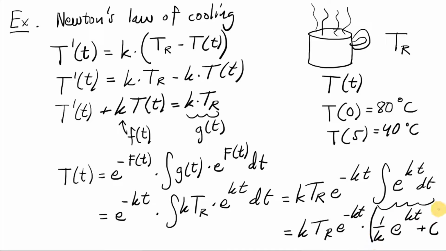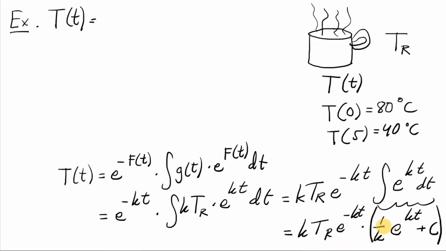And here we have to remember to multiply both of them. So if you first multiply in here, we see that the k's will cancel and the exponential will cancel. We are only left with the room temperature. And then we get this one. So the solution is given by this one.